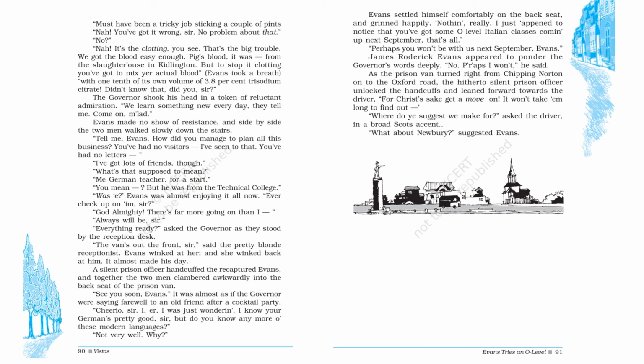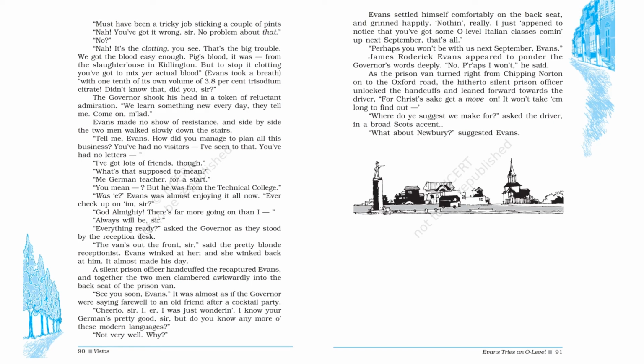The governor then inquired if it had anything to do with a little rubber ring. Evans grinned and asked, wasn't it clever of him? It was pig's blood and had been mixed with 3.8% trisodium citrate to stop it from clotting. The governor shook his head in reluctant admiration. They walked down the stairs. The governor asked Evans how he managed to plan all this when he had no visitors, no letters.